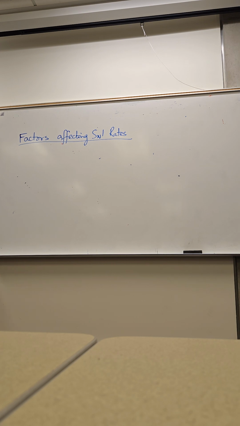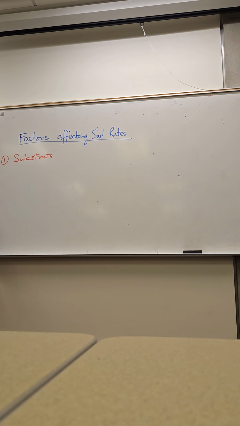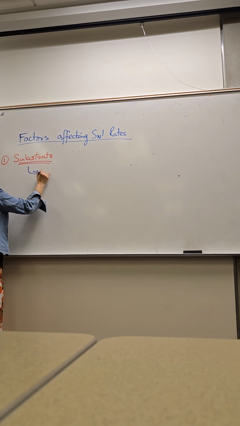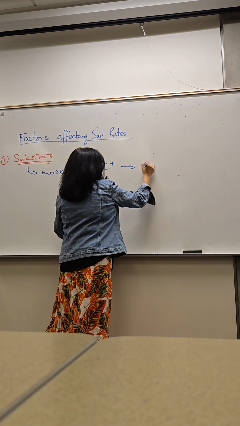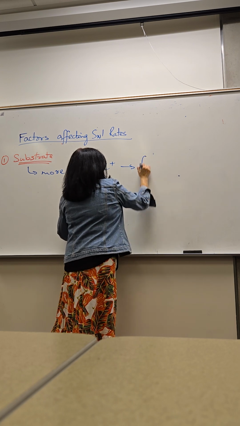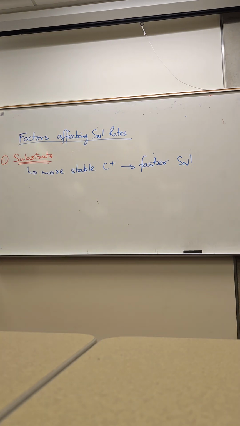Substrates. So, can someone tell me what kind of substrate will go through SN1 fast? Tertiary. Let's use the right terms: primary, secondary, tertiary. Tertiary carbocation, because it's about the stability of the carbocation. The idea here is that the more stable the carbocation, the faster is the SN1, because it's the formation of the carbocation that's the rate determining step.